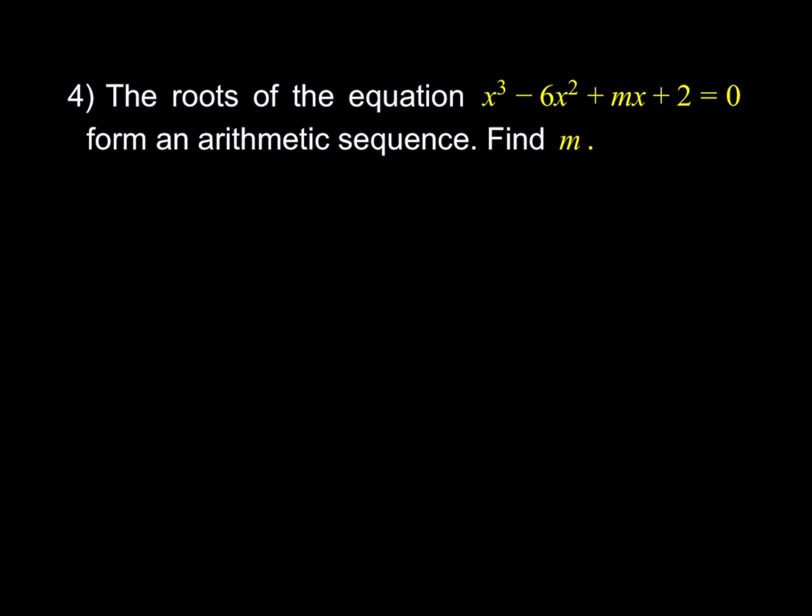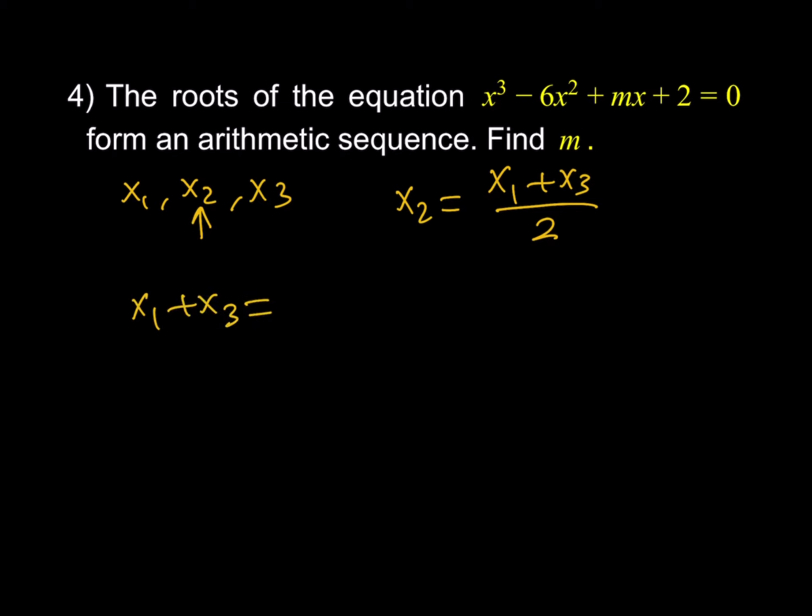Let's go on to the next problem, number 4. All right, the roots of the equation form an arithmetic sequence. Again, I try to give you a different variety here. What is that supposed to mean? If the roots of a cubic equation form an arithmetic sequence, and the roots are x1, x2, and x3 in numerical order, then you can safely say that x2 is the same distance from x1 and x3, which also means that x2 is the average of x1 and x3. That's what makes an arithmetic sequence. And this in turn means that x1 plus x3 can be written as 2x2.